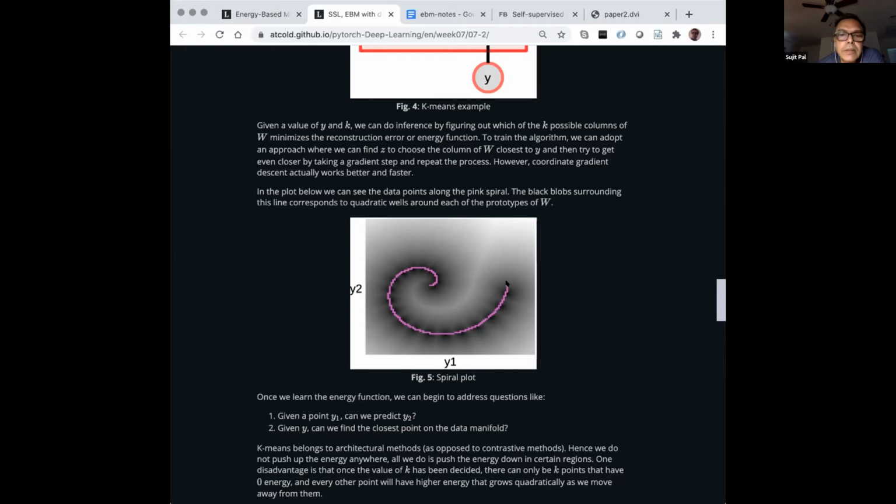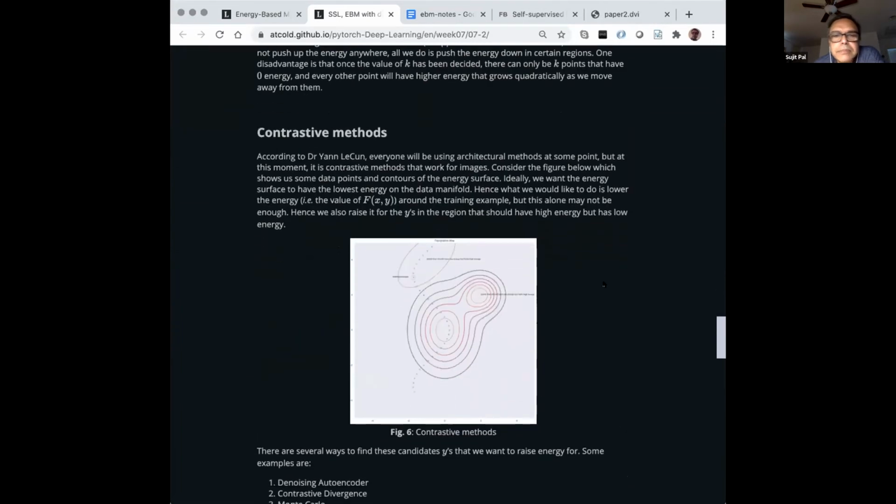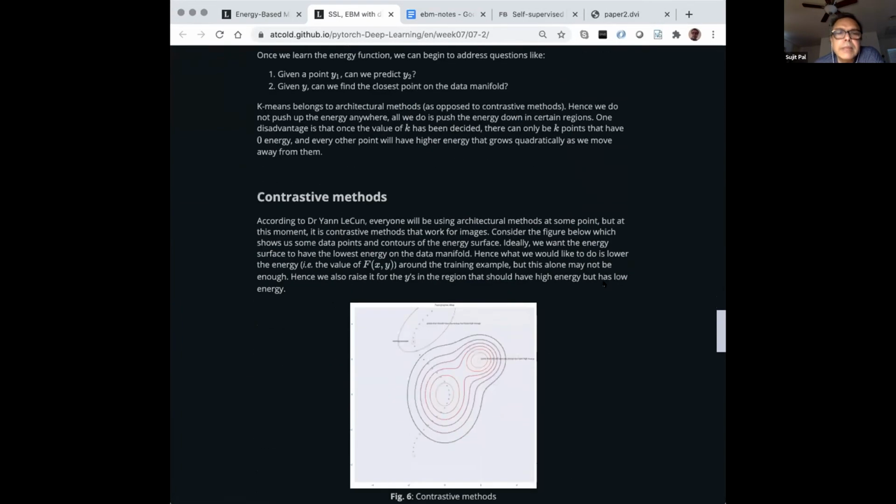Sorry, the black blob surrounding the line corresponds to quadratic wells. So actually low energy. These are very low energy situations. So essentially, it's like a manifold. And if you think of the gradient, it's like a very narrow valley on the gradient. So that's the k-means example.